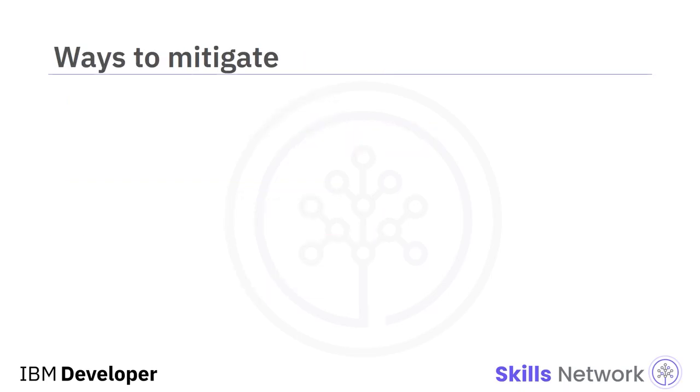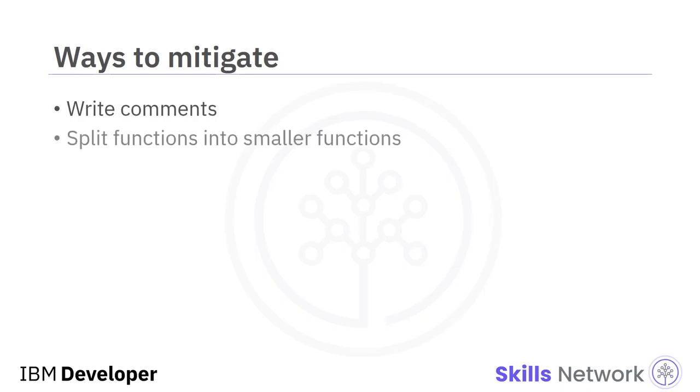Now, there are a number of ways to mitigate callback hell and trust issues. You can write comments, split functions into smaller functions, use promises, or you can use async await. Promises and async await will be discussed in upcoming videos.